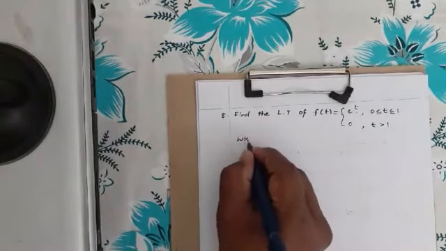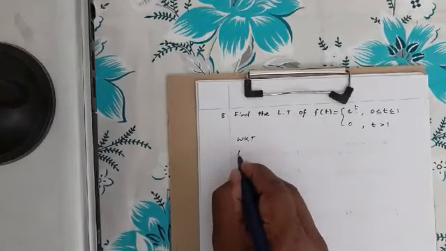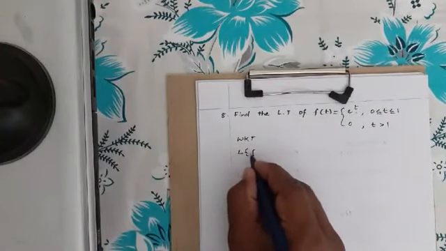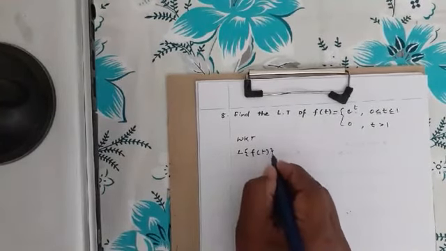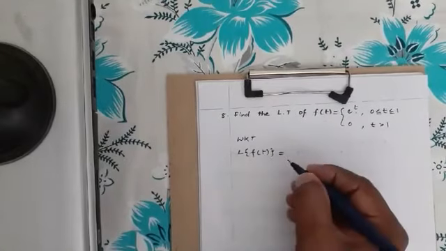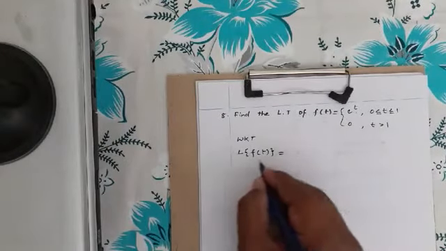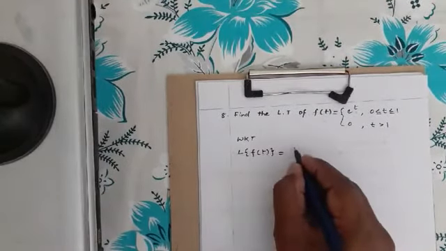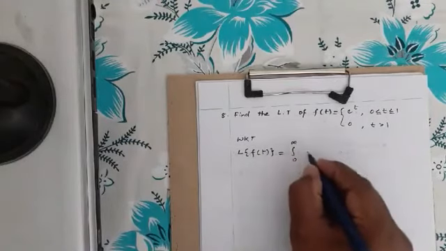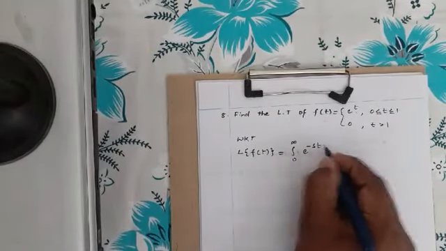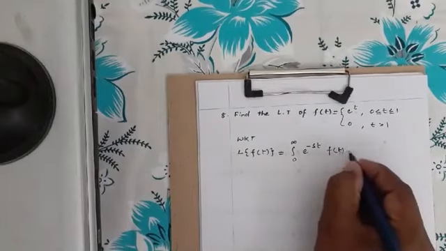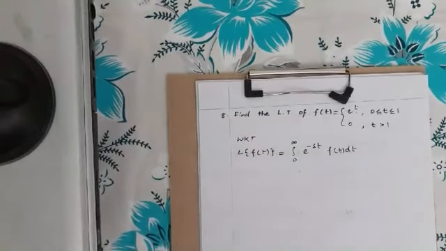Here the formula we have is L of f of t. We won't use the Laplace transform of elementary functions here. We use the main definition formula here. L of f of t is equal to integral 0 to infinity e power minus st f of t dt. This is the formula we use here. Now you can see how we apply it.